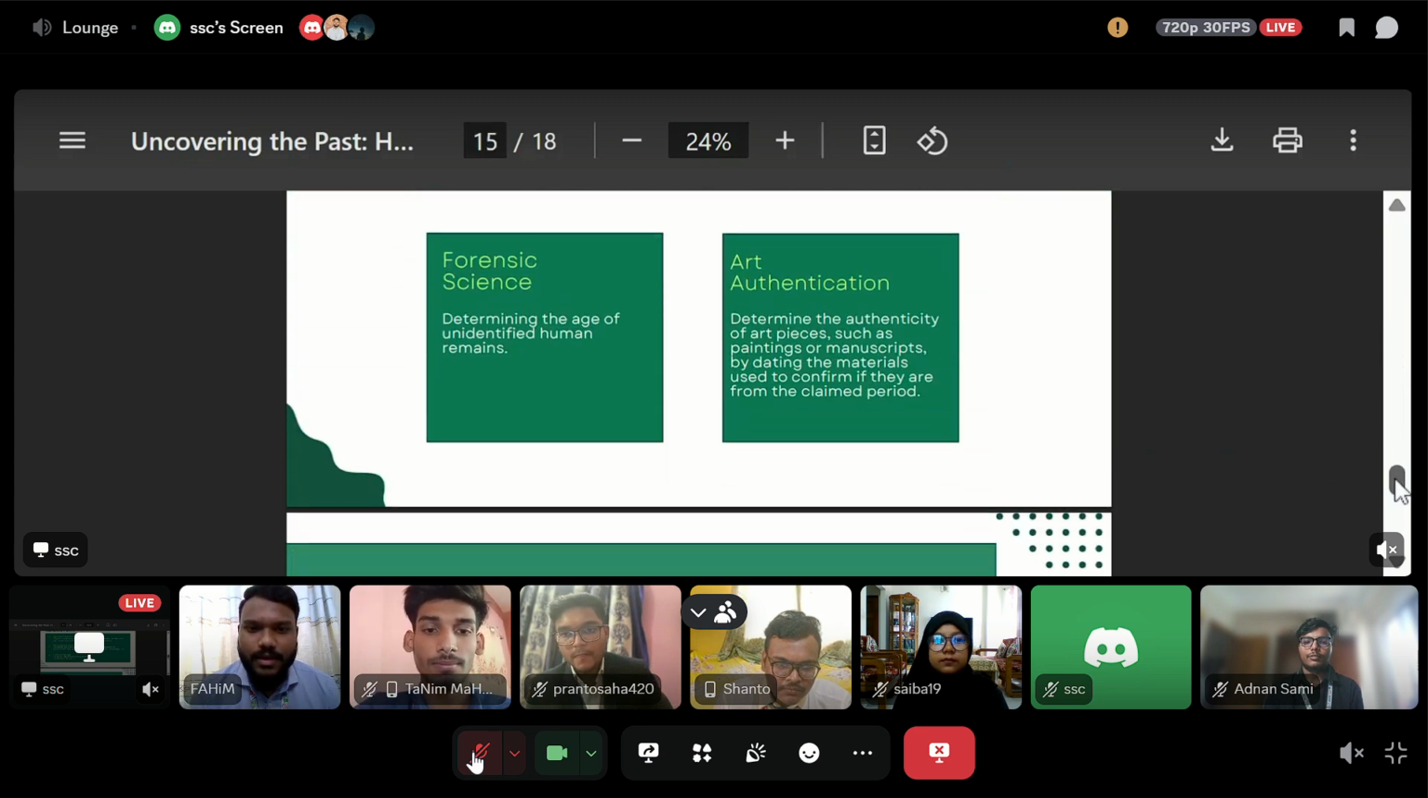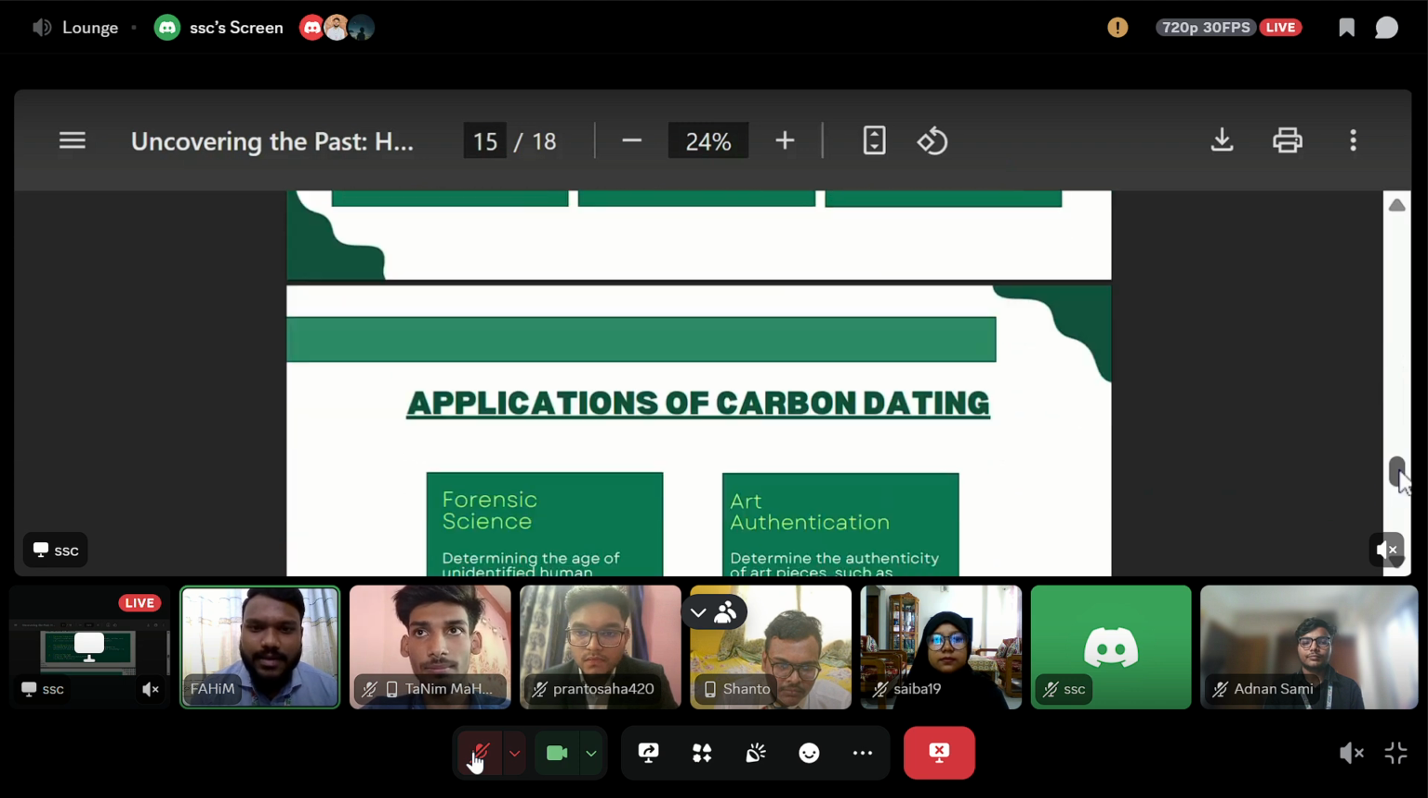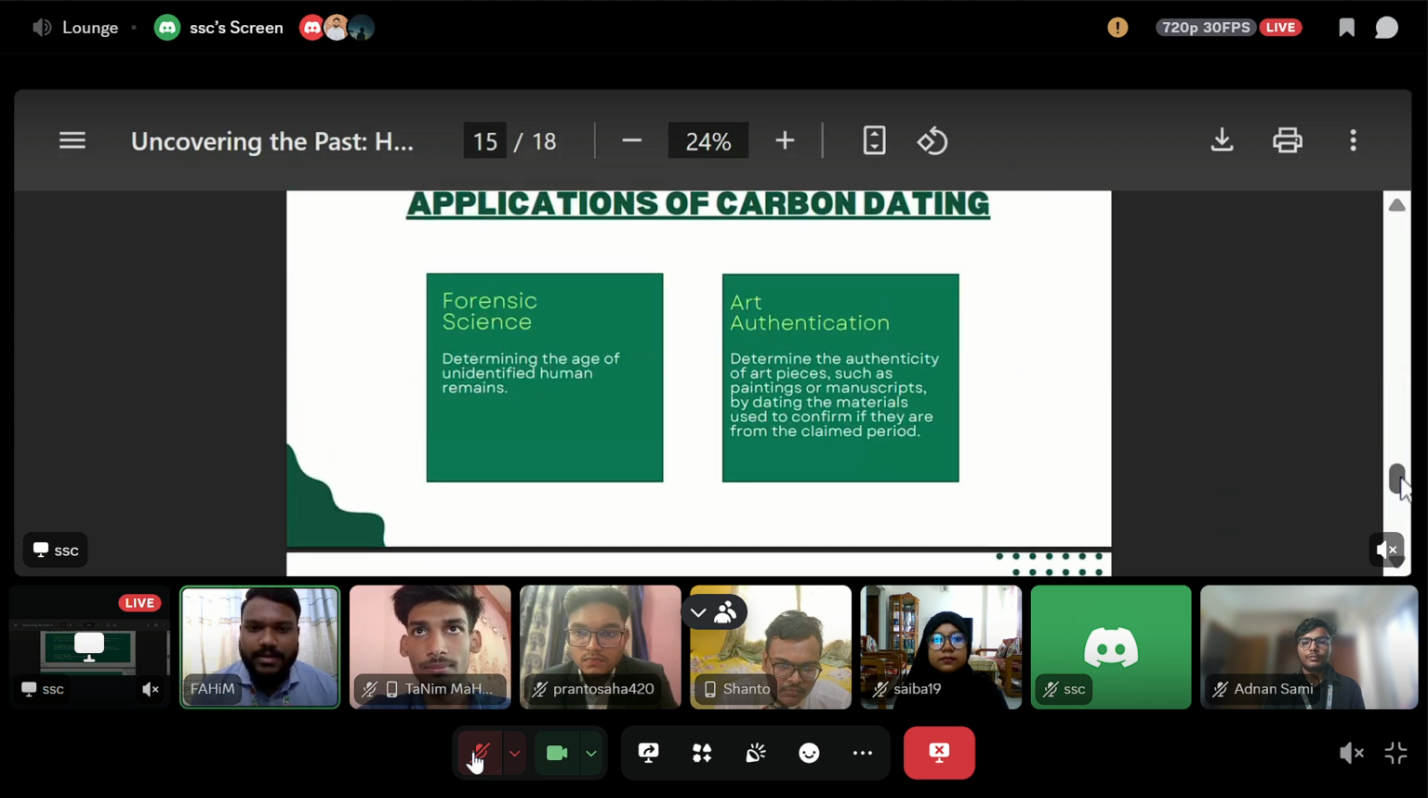The other one is forensic science. It helps determine the age of unidentified human remains. And another one is art authentication. It helps to determine the authenticity of art pieces such as paintings or manuscripts by dating the materials used, to confirm if they are from the claimed period.